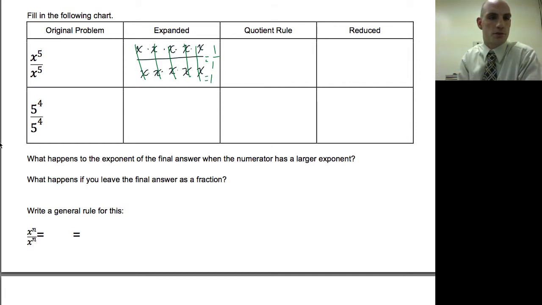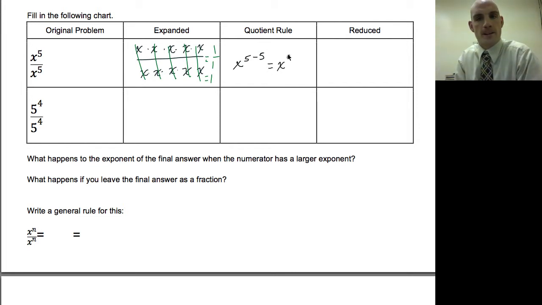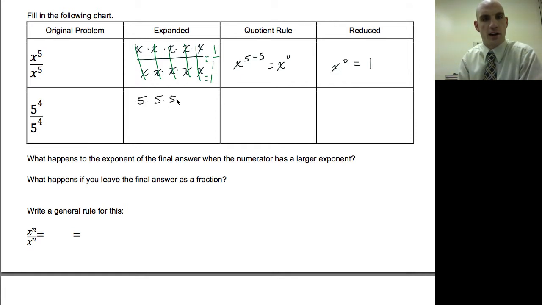If I look at this in terms of the quotient rule, I have x to the 5 minus 5 because it's the exponent of the numerator minus the exponent of the denominator. So that's x to the 0. So according to this expanded and quotient rule, x to the 0 equals 1. Let's look at 5 to the 4th. 5 to the 4th is going to be 5 times 5 times 5 times 5 over 5 times 5 times 5 times 5. If I cross out, I seem to end up with the same situation, 1 over 1.